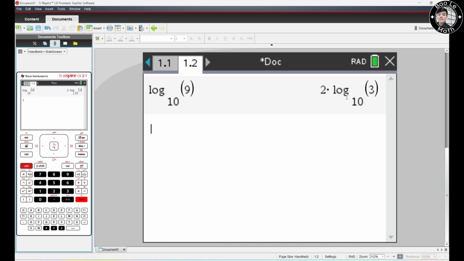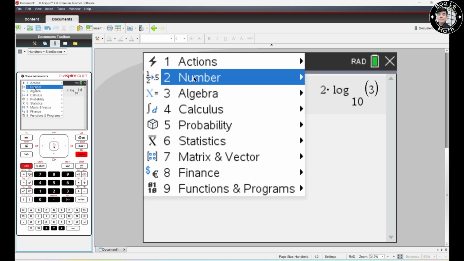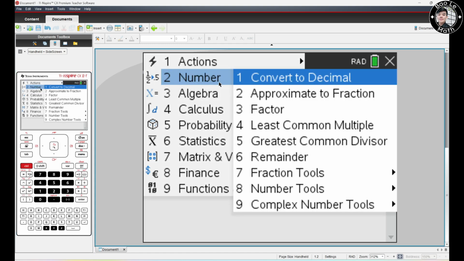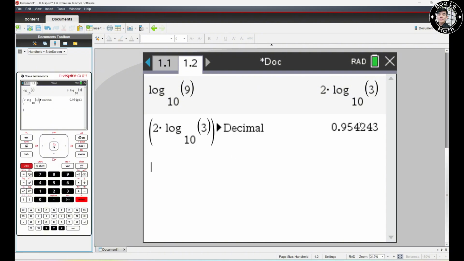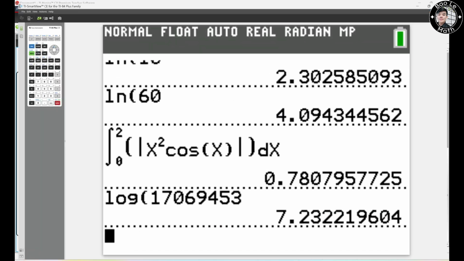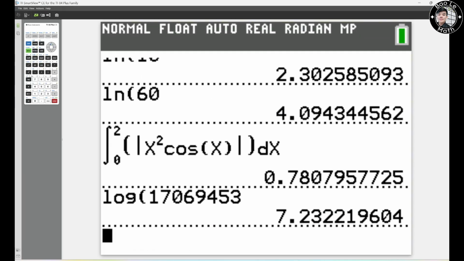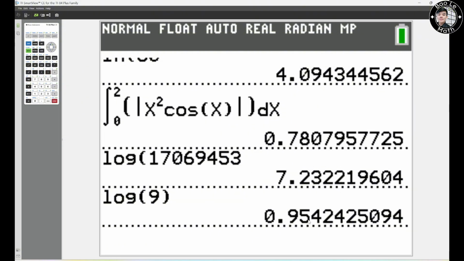Alright, so if you want to convert this one into the decimal, we just hit menu and then number, convert it to decimal, and we hit enter. So the answer should be 0.942, right? If we use the TI-84 Plus CE calculator, it's simpler. So we just hit log 9, close it, and the answer should be 0.9542.